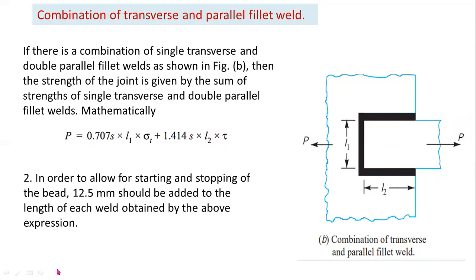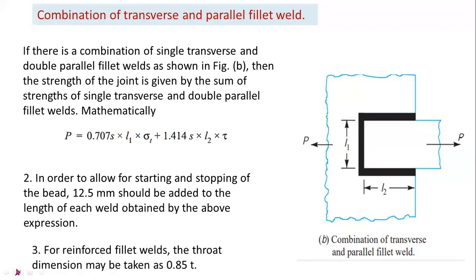In order to allow for the starting and stopping of the bead, 12.5 mm should be added to the length of each weld obtained by the above expression. For reinforced fillet welds, the throat dimension may be taken as 0.85 into T.